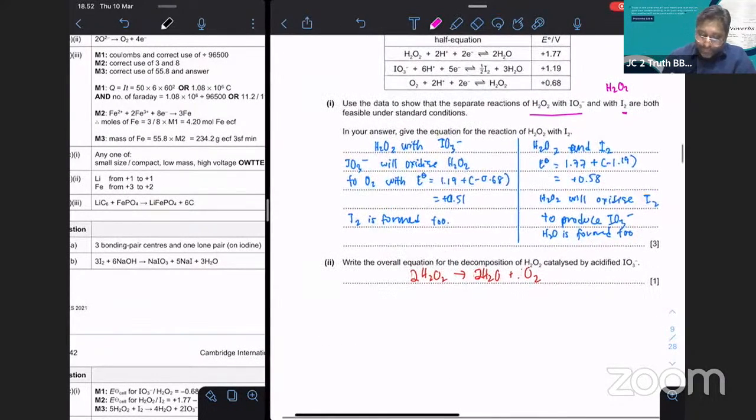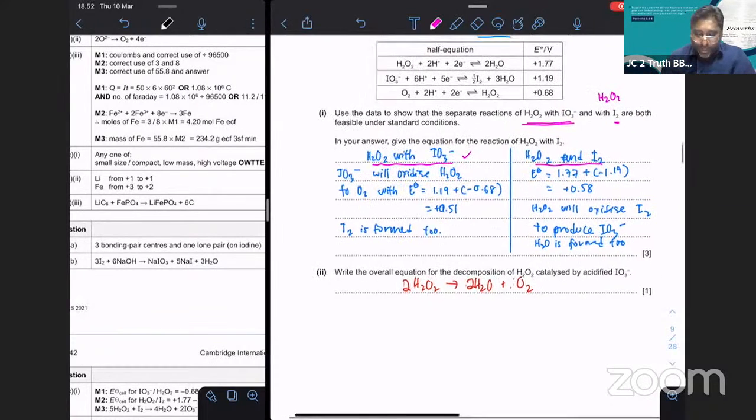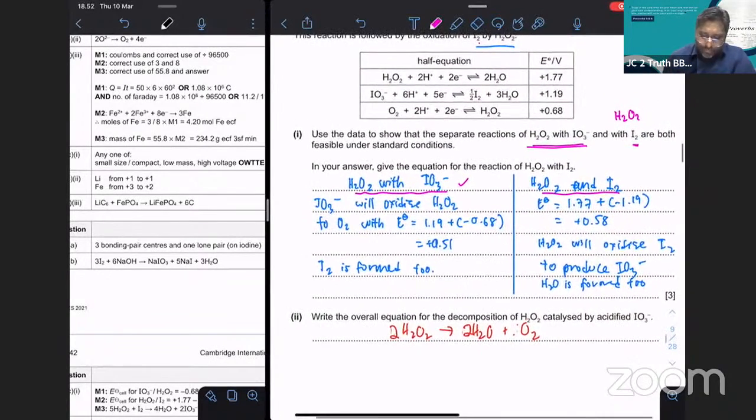So here, the first thing is they say write the separate reaction of H2O2 with IO3 minus. So I put that over here, and then I also put H2O2 with I2. I want to see whether the reaction is feasible or not. You just have to check using the E value. Now H2O2 with IO3 minus. Let's check. This is more positive than this, so this one will go to the right, and this is going to go to the left.